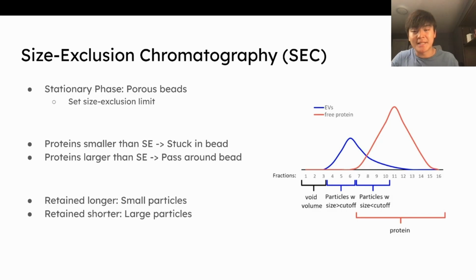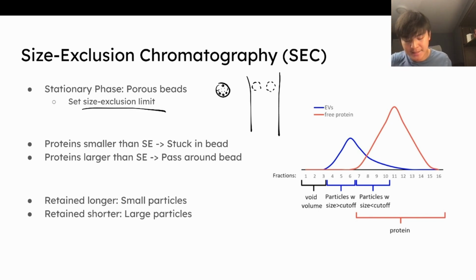Next up, we have size-exclusion chromatography. Like in its name, this will distinguish proteins based on size. So what we have is our stationary phase, right? We have these porous beads, and let's imagine each one like a sphere with little holes in it. These holes have one set size, and we call this the size exclusion limit. Basically, let's say we have a bunch of analytes, right?